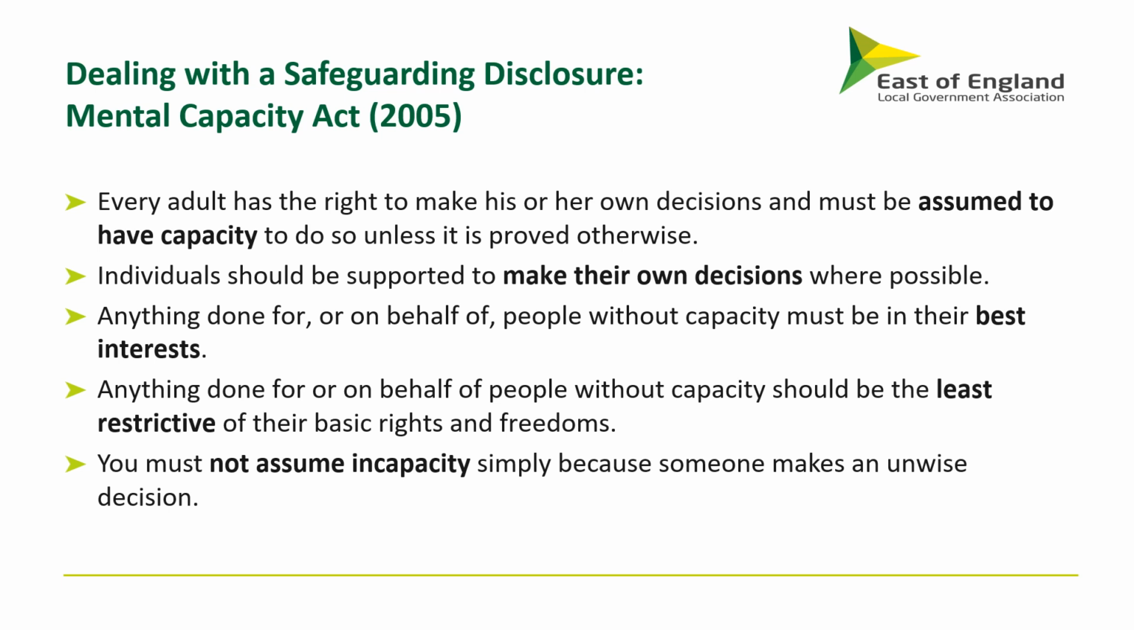Mental capacity is a really important part of adult safeguarding. We must not assume that people lack capacity because they make unwise decisions, which we all do sometimes. Everybody must be assumed to have capacity and can make their own decisions, and anything we do to or for them must be done in their best interests and should be the least restrictive of their basic rights and freedoms.